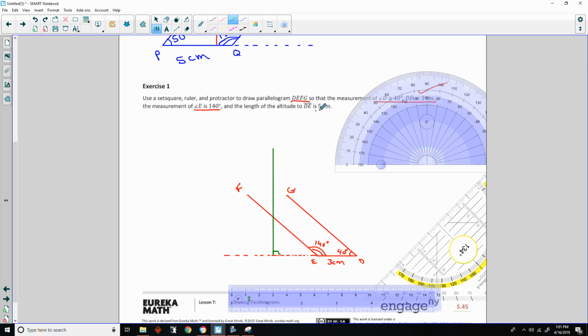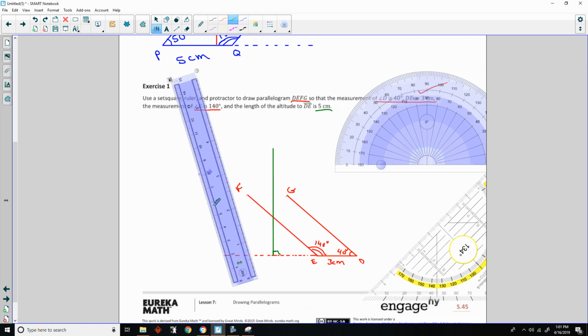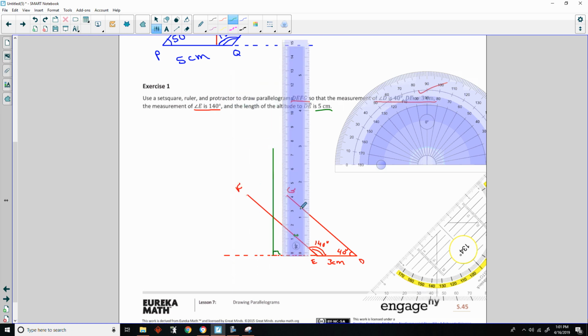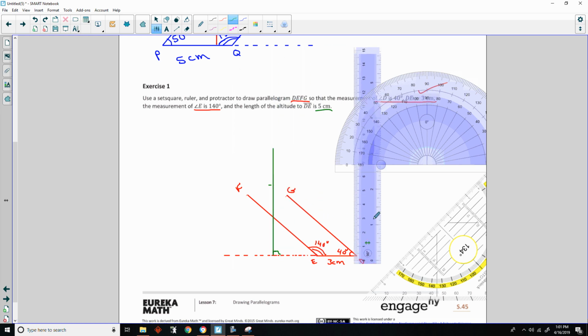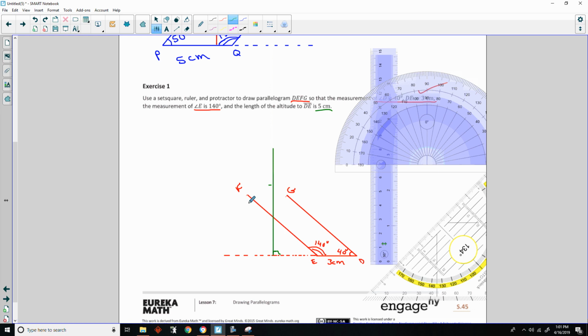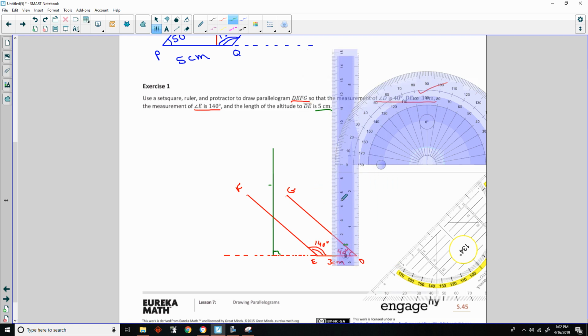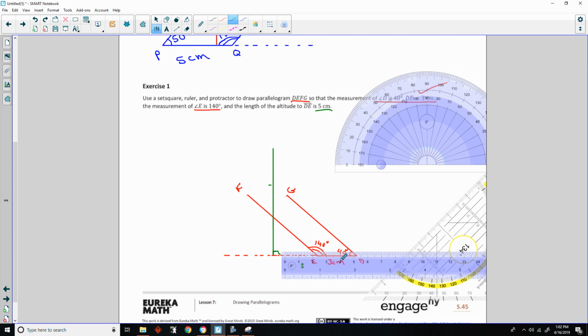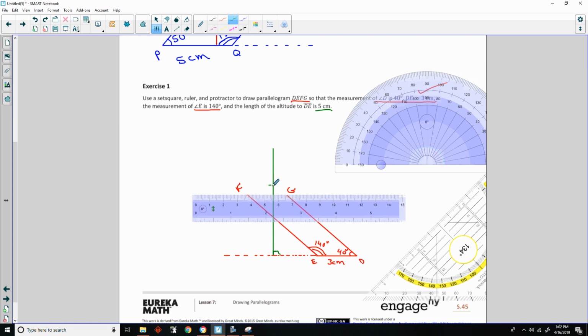I need that to be 5 centimeters long. So I take my ruler, put 0 right at this end, and mark 5 centimeters. Okay? So obviously I have not gone up far enough with my F and G because they're outside. I can't draw a line. Let me show you what I mean here. If I close this up, my altitude's not on that side.